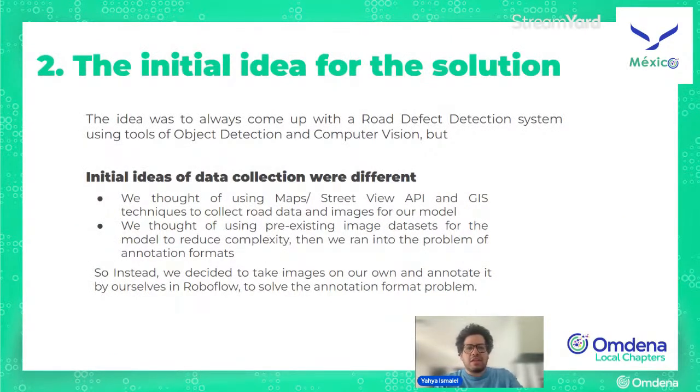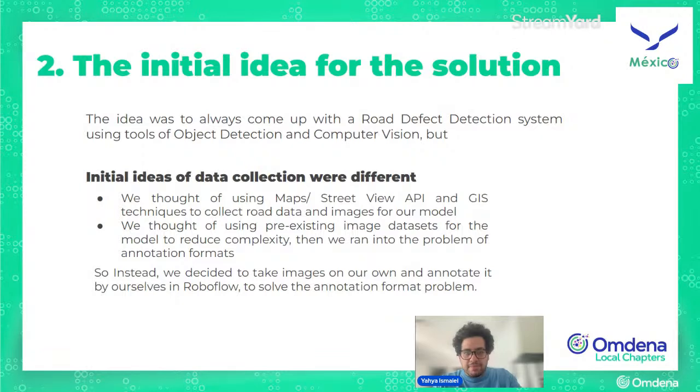So the initial idea that we had for the solution, what we did first is that we tried to go to the internet and find the literature around the inspection of roads. We first tried to understand what the tools for object detection and computer vision are. So we thought about using maps, using GIS techniques, collecting some road data images, and stuff like that. But we realized through some people, and of course Simone was the leader of this idea, that maybe we can just use an existing model, which was the RoboFlow model, to take our own images and annotate them, and by that solve the problem.